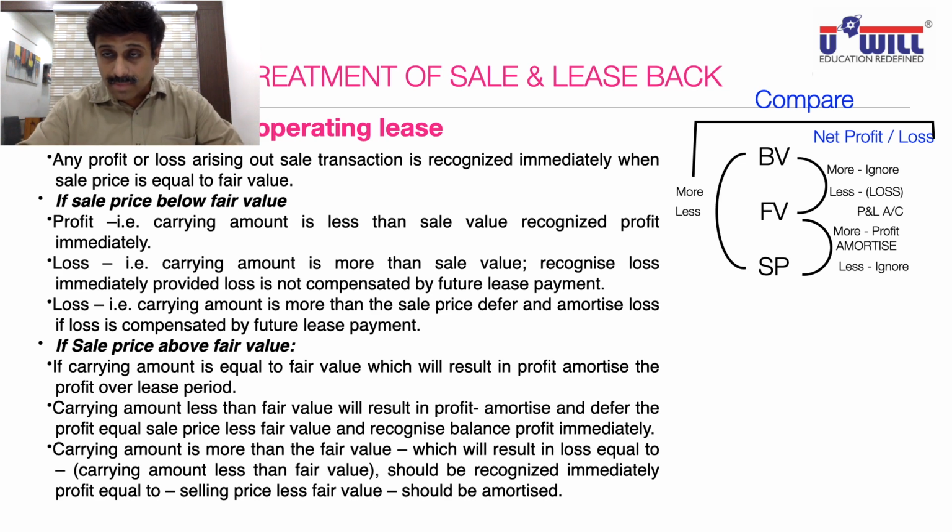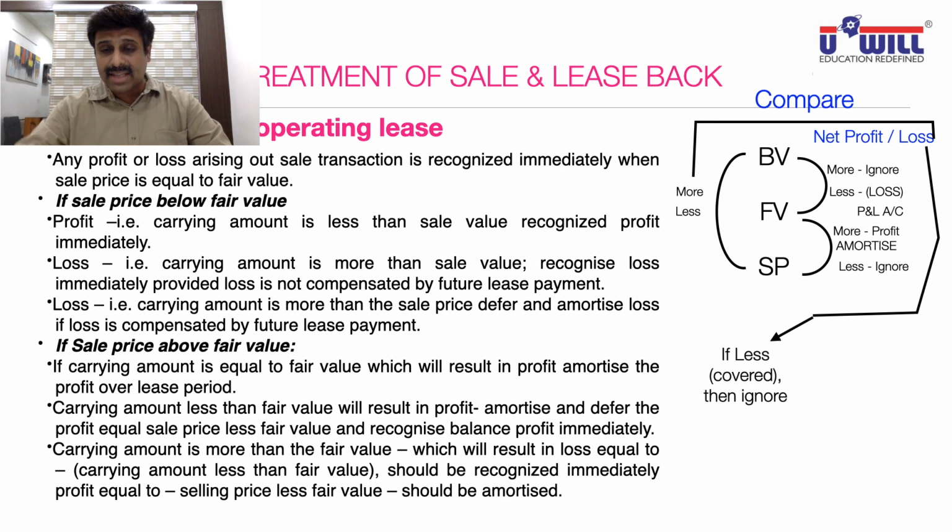Further, after comparing it, same way write it in your notebooks. If you find that the amount is less, which amount? Left side amount. Left side amount means selling price and book values difference. I repeat, left side amount means selling price and book values difference. If it is less, then the right side net profit or loss.